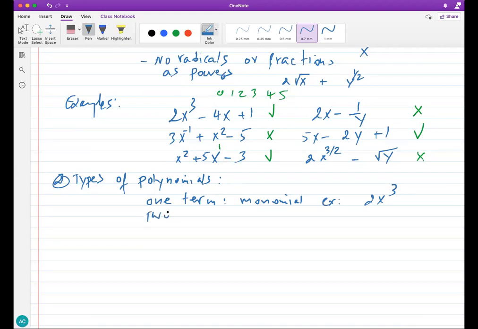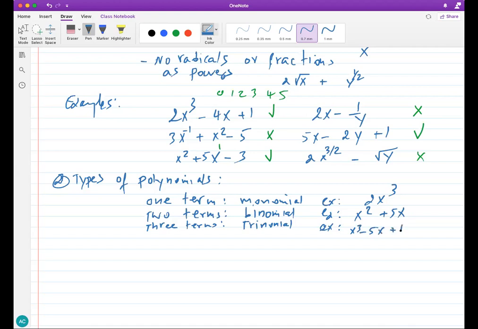You may also have two terms. In that case, we call it binomial. The example, we can say x to the second plus 5x. Okay, so that has two terms. You may have three terms. In that case, it's called trinomial. So mono, bi, tri, nomial. Just like this one, for example, has three terms, so that's a trinomial. Example, x to the third minus 5x plus 1.